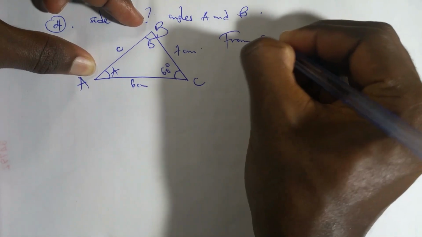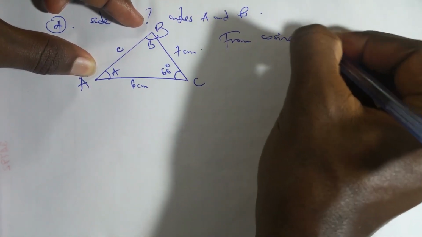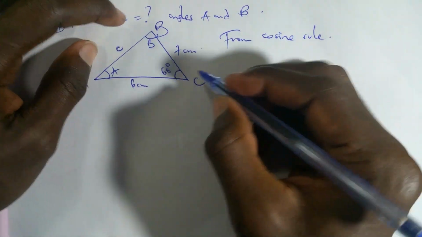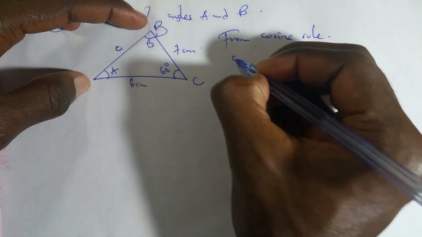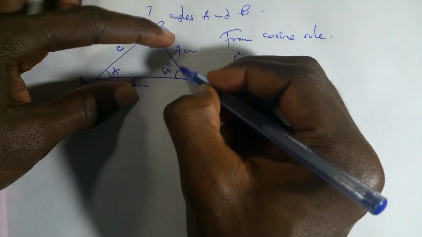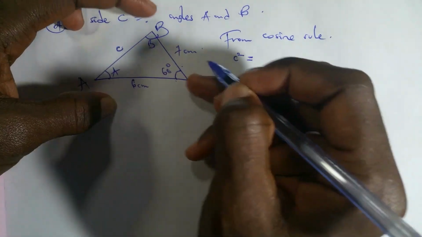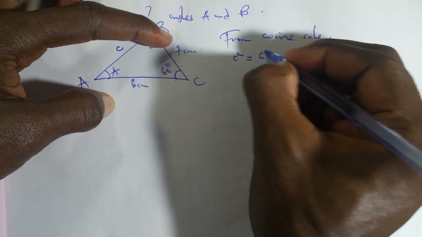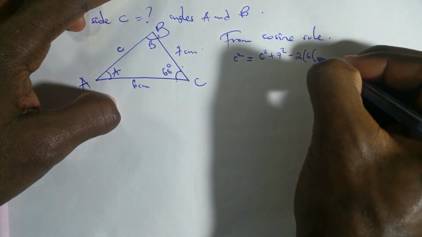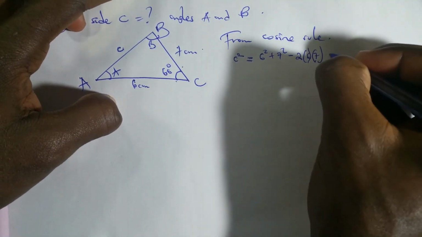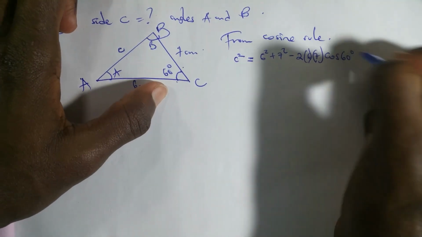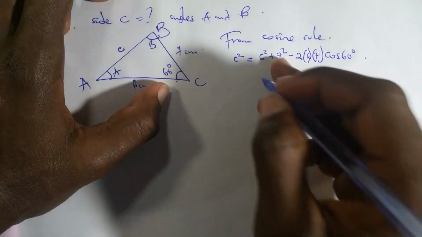From cosine rule, remember, the side which is not forming the angle is always on the left side of the equal sign. Then the sides that form the angle give the sum of their squares, minus twice their product, then times cos of the angle they form. That's the cosine rule.